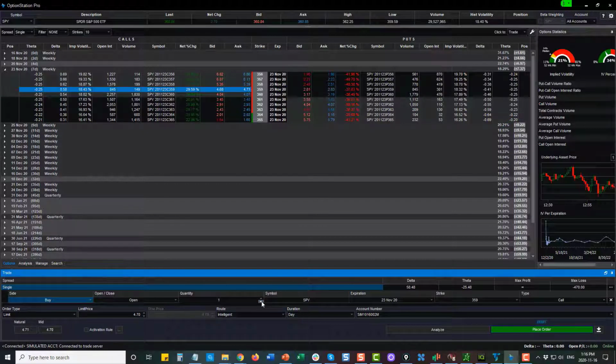And that's 1 contract. That's the privilege of having access to 100 shares. It's the leverage there, right? And now I know I'm only risking $470 on that. Okay, risking $470 on that.